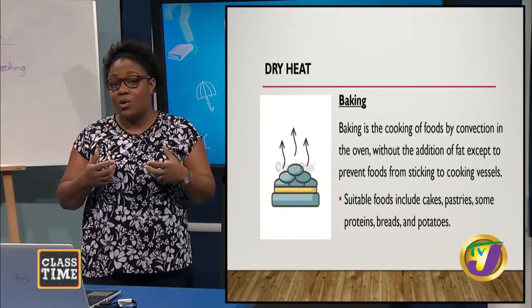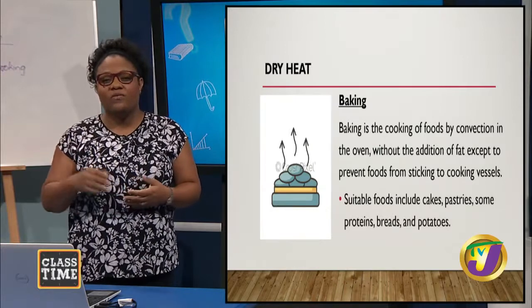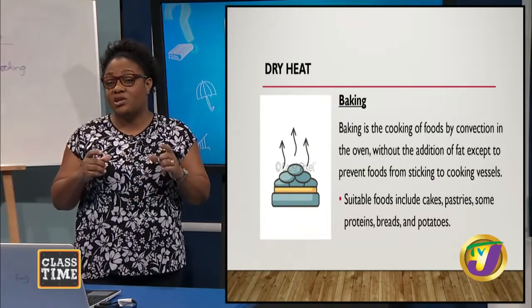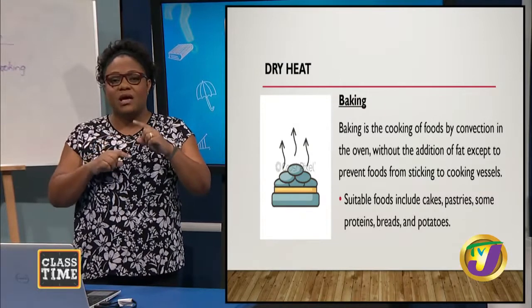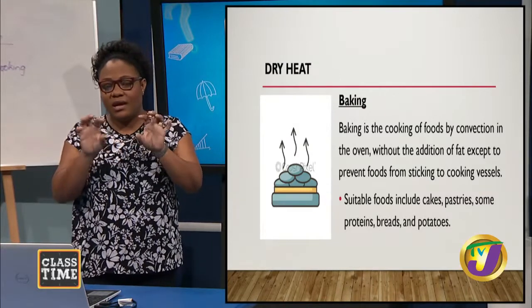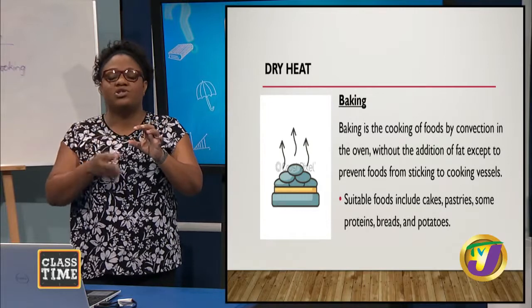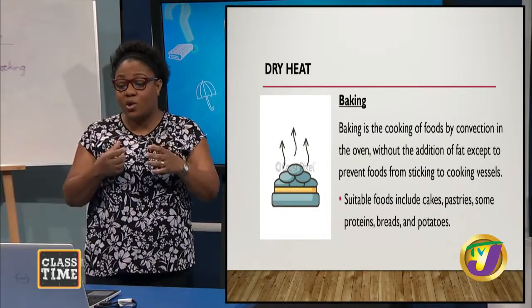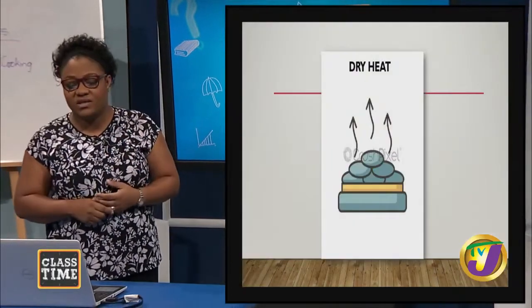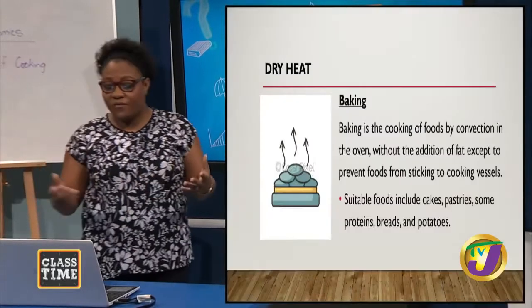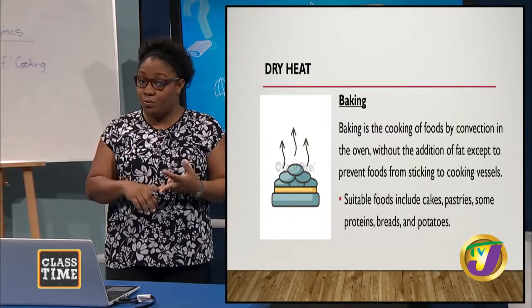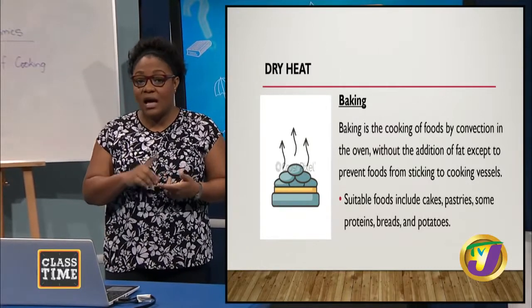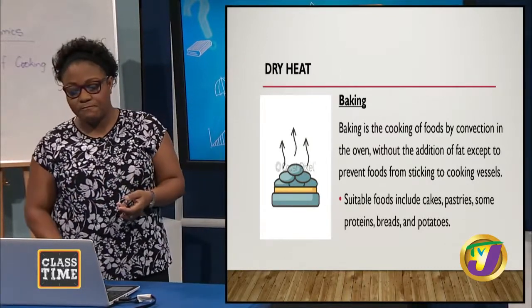Some persons, or most persons actually, would put fat just as a base, just so that the food doesn't burn. That barrier between the heat and the food item helps it reach the temperature that it ought to reach without burning. Fat oftentimes facilitates that. Suitable foods include cakes, pastries, some proteins, breads, and potatoes.